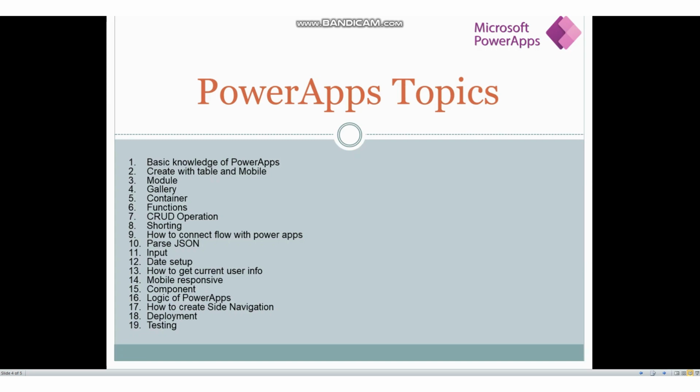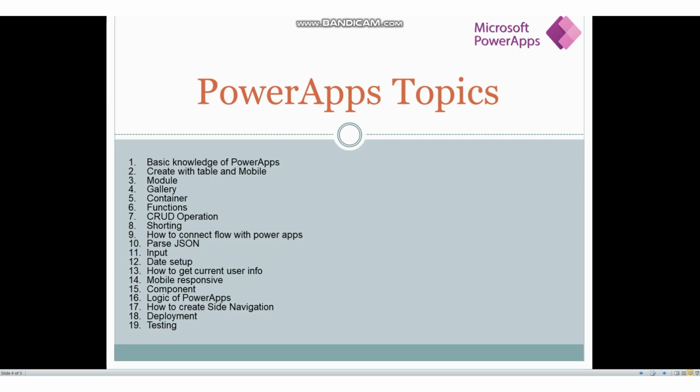Mobile responsiveness is an important part after creating the web Power Apps. Component logic of a Power Apps, how to build a custom logic in Power Apps, means we can create the logic in Power Apps. How to create the site navigation and deployment. What is deployment? After completing the full Power Apps, how we can deploy the Power Apps from one environment to another environment. There is also a topic on testing.